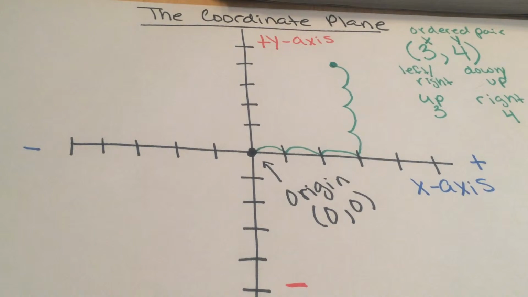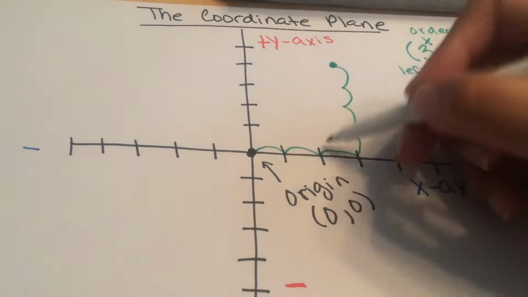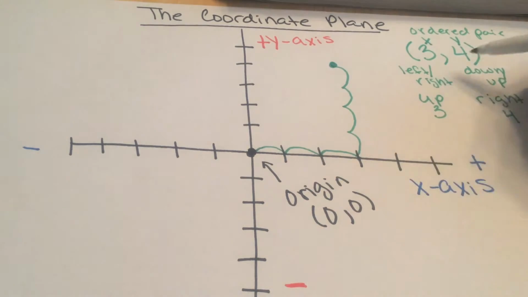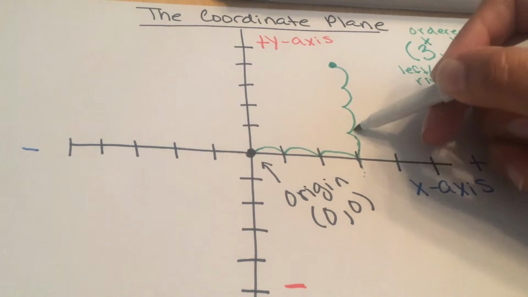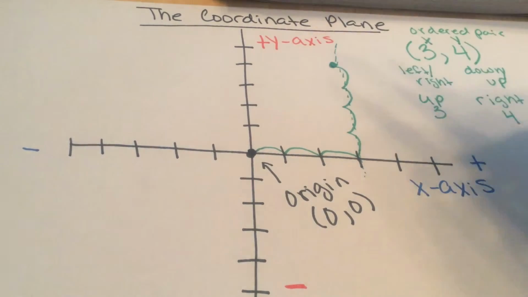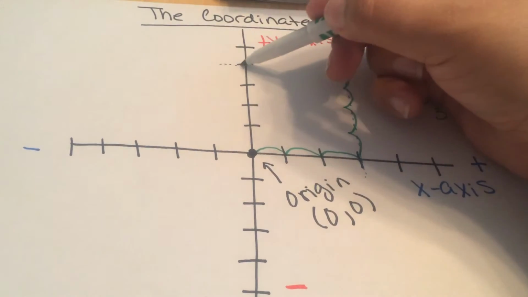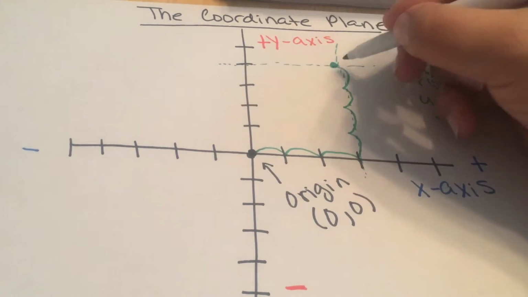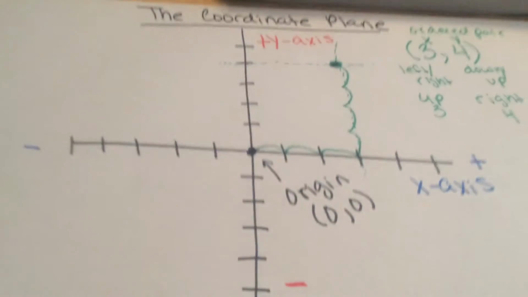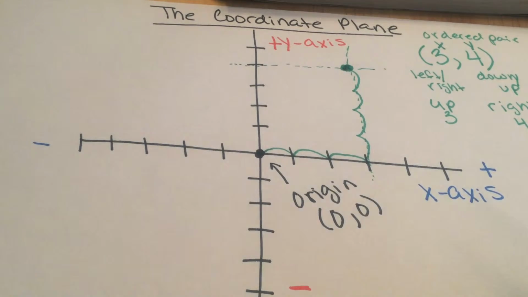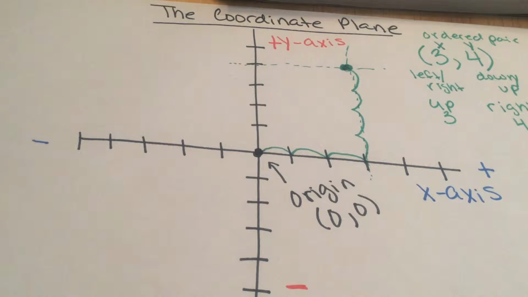The second way we can go ahead and plot points, some people find this a little bit easier, is to come over here to our positive 3 on our x-axis, and maybe draw some kind of dotted line. And then come over here to our 4 on our y-axis. And where those two intersect, we see that point. That same point that we plotted going right 3 and then up 4 is going to be where those two lines intersect. So either of those are going to be fine when we're graphing or plotting points.